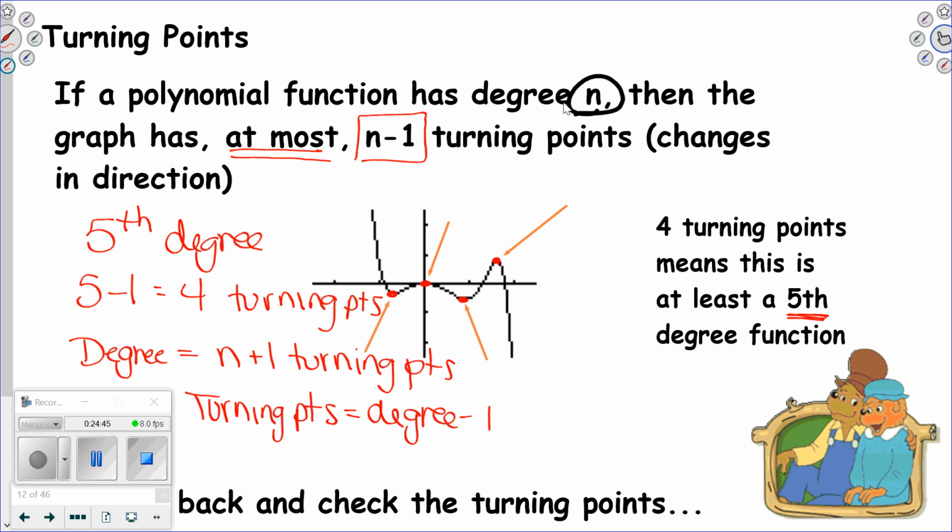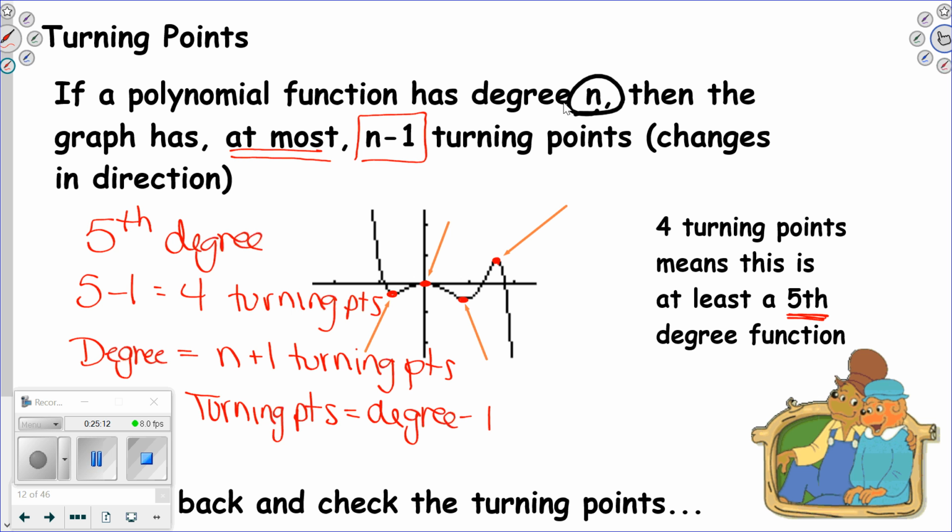X to the 6th could have how many turning points? 5. Right? 6 minus 1 is 5. But when you graph just x to the 6th, how many turning points did it actually have? Look back at your graph. What did it look like? It looked like a parabola. It only had one turning point. So at most it would have 5, but it could be less than that. It just depends on what else is in that equation.